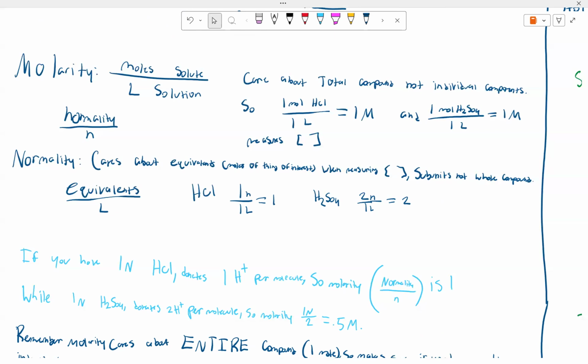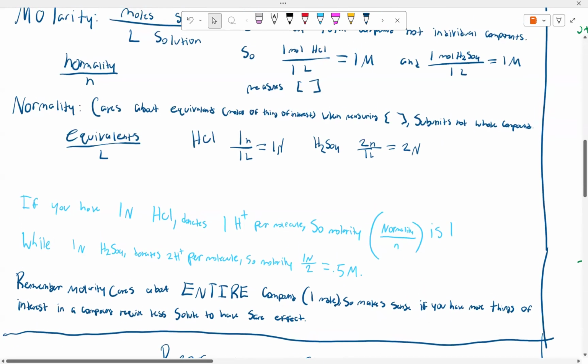1 N, just capitalized. And then for H2SO4, it's the same thing. You have 2 hydrogens instead of the 1 hydrogen for HCl. So that's 2 N over 1 L, so that is a normality of 2 N.